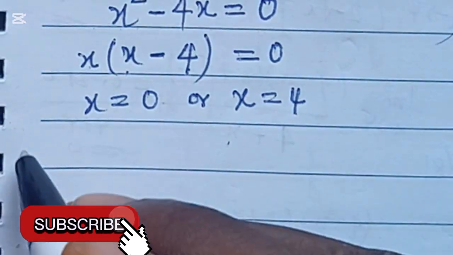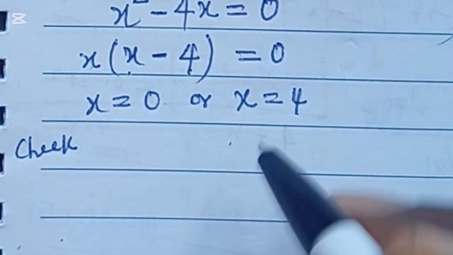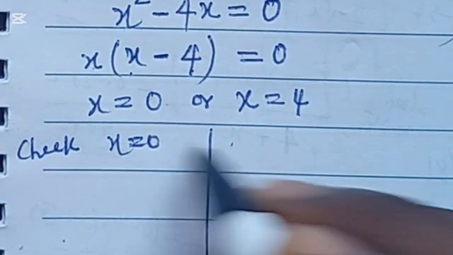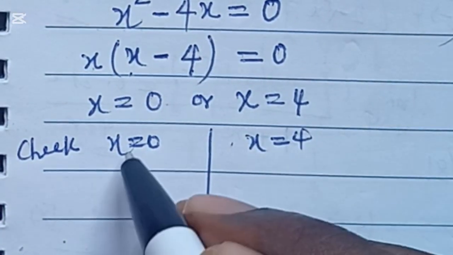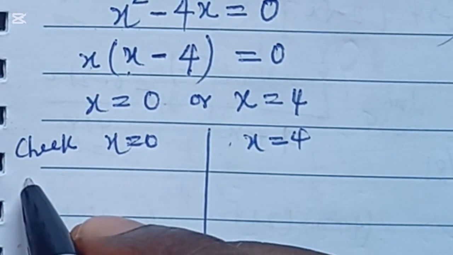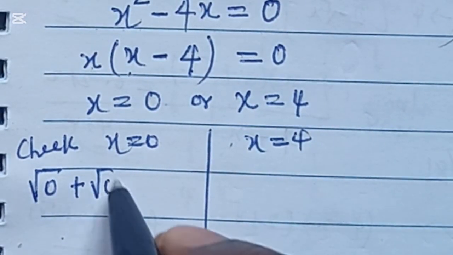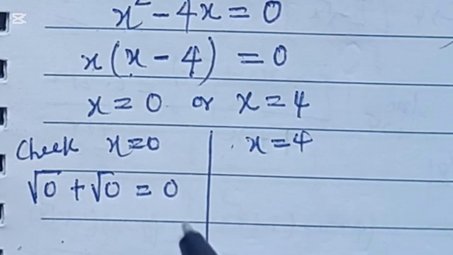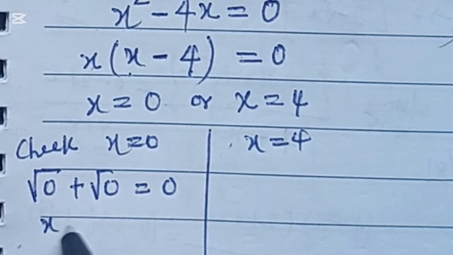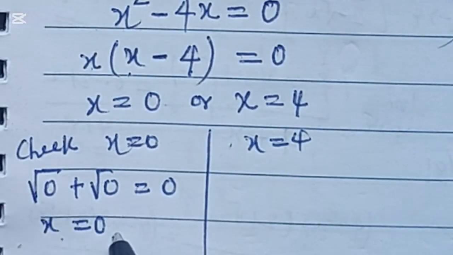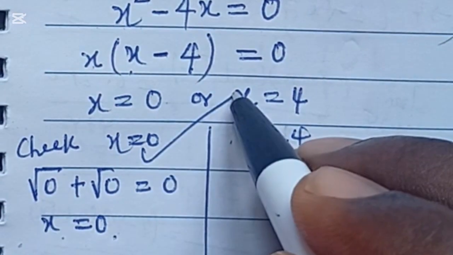So if you want to do a quick check, you can do a quick check for the values of x is equal to 0 and x is equal to 4. So when x is equal to 0, the equation becomes square root of 0 plus the square root of 0, and that gives us 0, right? On the right hand side we have x, and if we input 0, we see that the left hand side and the right hand side are 0. So x equal to 0 is a correct answer.